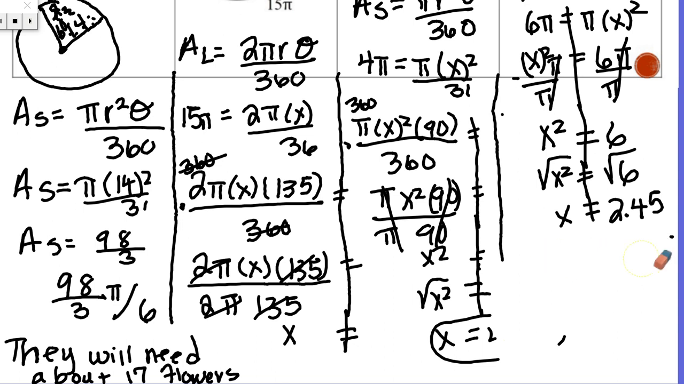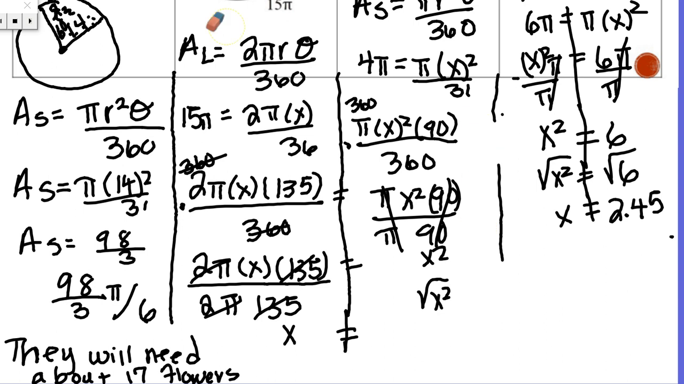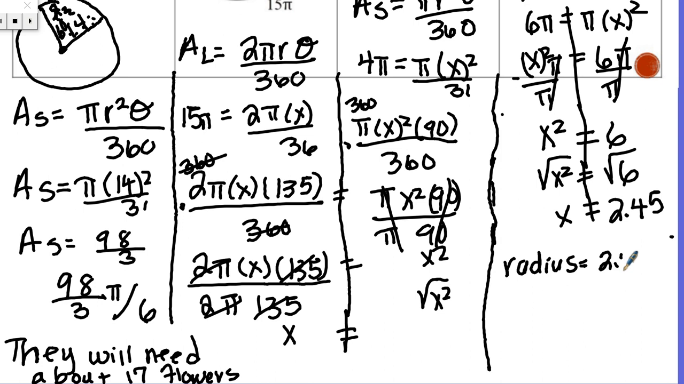So the radius is equal to 2.45 inches, and the diameter would be double that. So we would get 4.90 inches. Okay, all right, we're done with that one.